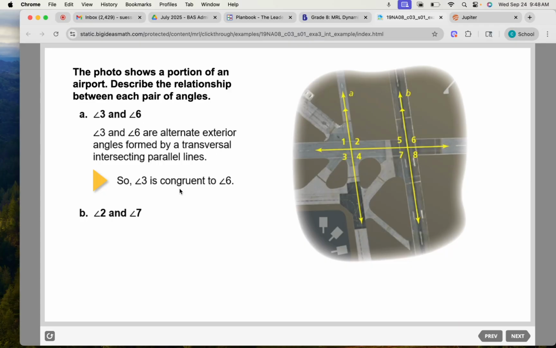Wait, congruent is like the X thing, right? Congruent just means they have the same measure. So they both equal 120 or whatever the measurement is. Think of the word congruent as equal.